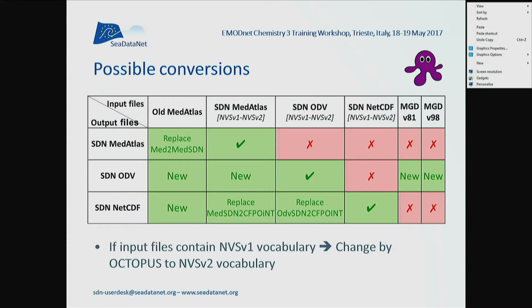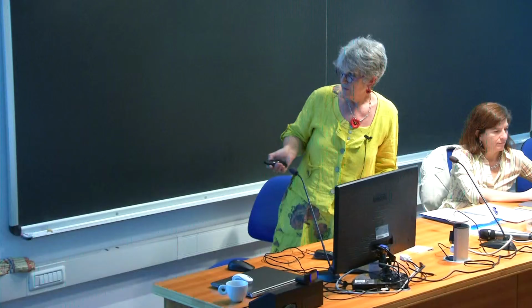So the possible conversions are shown on this slide, where here are the input files of Octopus, and here the output formats of Octopus. So you can convert CDataNet MetaDLAS, for example, from the old vocabulary to the new vocabulary using the tool. All the green conversions are possible, red are not possible, but we will add some new ones in the near future.